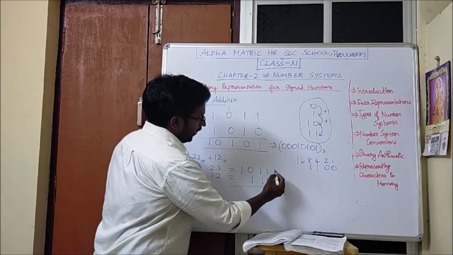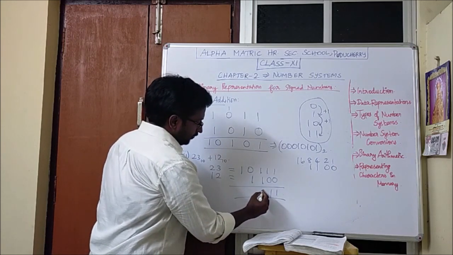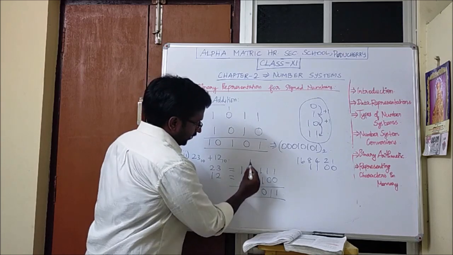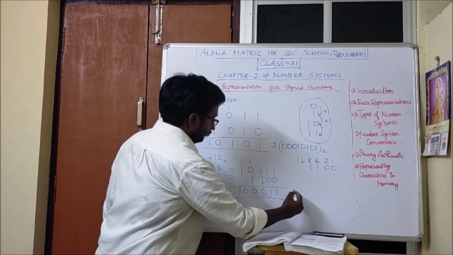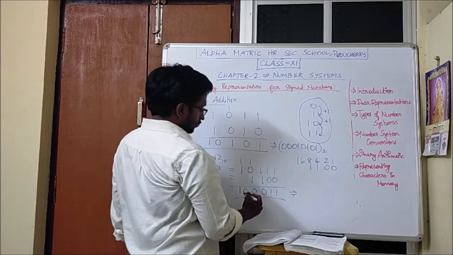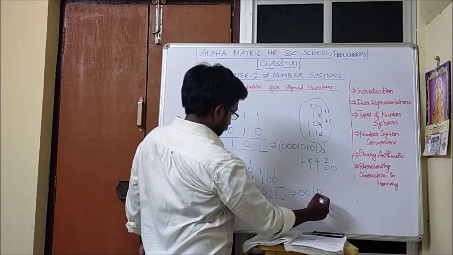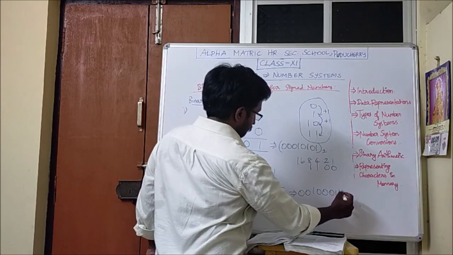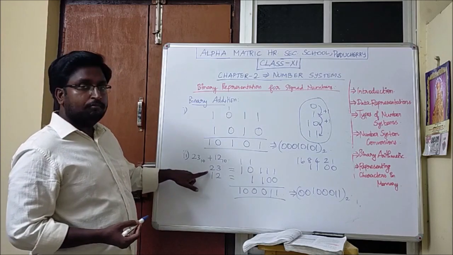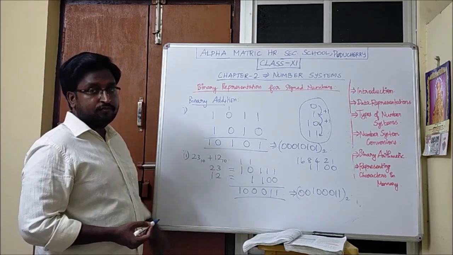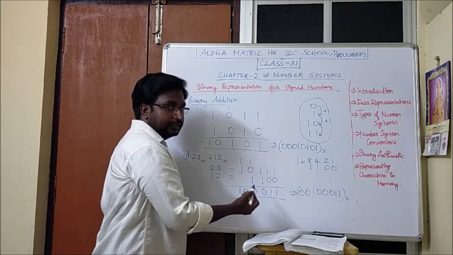Now we have to add. 1 plus 0 is 1, again 1. Here 1 plus 1 is 10. Again 1 plus 1 is 10. Again 1 plus 1 is 10. So already we have got 6 digits. In normal decimal addition, this is 35. Okay, you can cross check whether the found answer is correct or not.